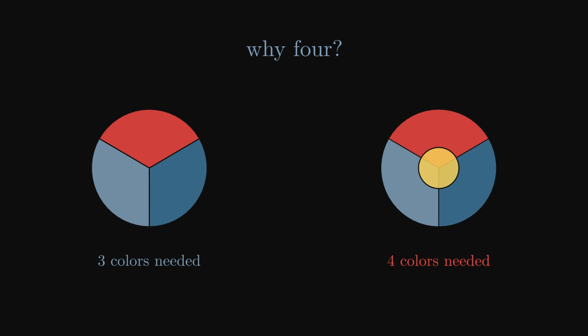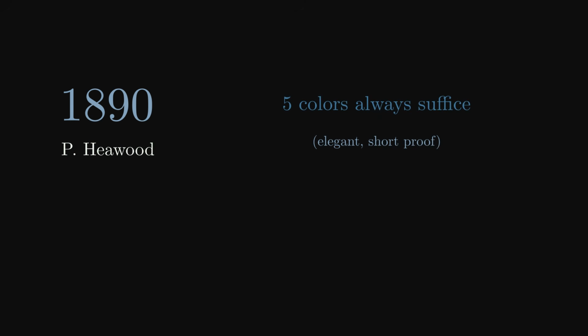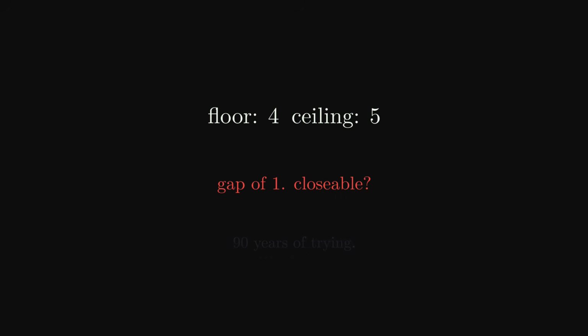In 1890, the British mathematician Percy Heawood proved that 5 colors are always enough. The proof of 5 colors is elegant and short. Heawood was confident the bound could be improved. For 90 years, no one could prove 4. Many tried. Some announced proofs that turned out to be wrong. The mathematician Alfred Kemper published a proof in 1879 that was widely accepted for 11 years before Heawood found a flaw. The question was, in some sense, the most famous unsolved problem in graph theory.